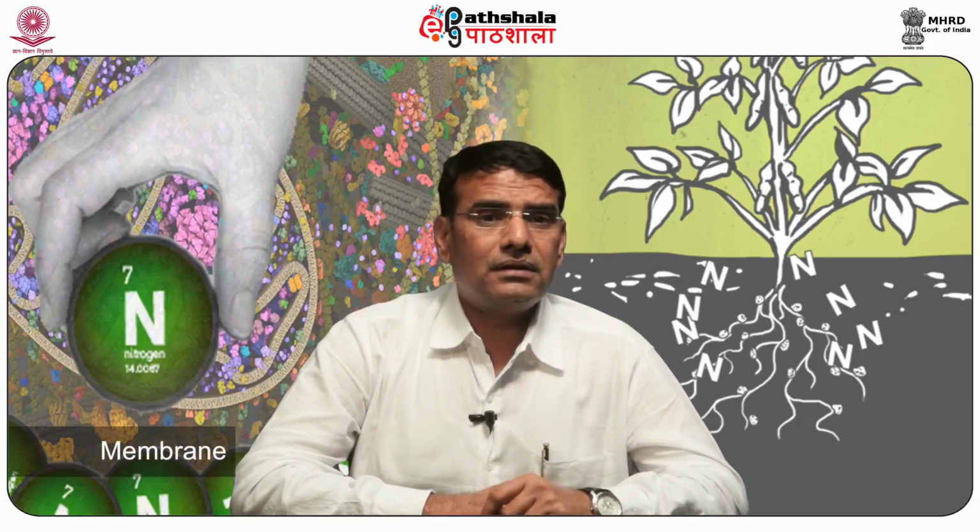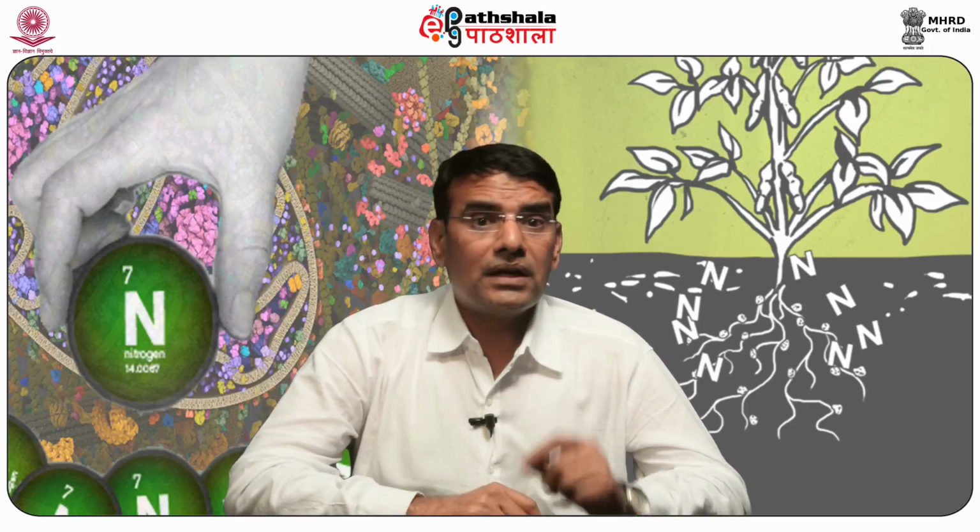This generates potential energy in the form of a pH gradient and an electrical potential across this membrane. This store of energy is tapped by allowing protons to flow back across the membrane and down this gradient through a large enzyme called adenosine triphosphate synthase. This process is known as chemiosmosis. This enzyme uses this energy to generate adenosine triphosphate from adenosine diphosphate in a phosphorylation reaction.